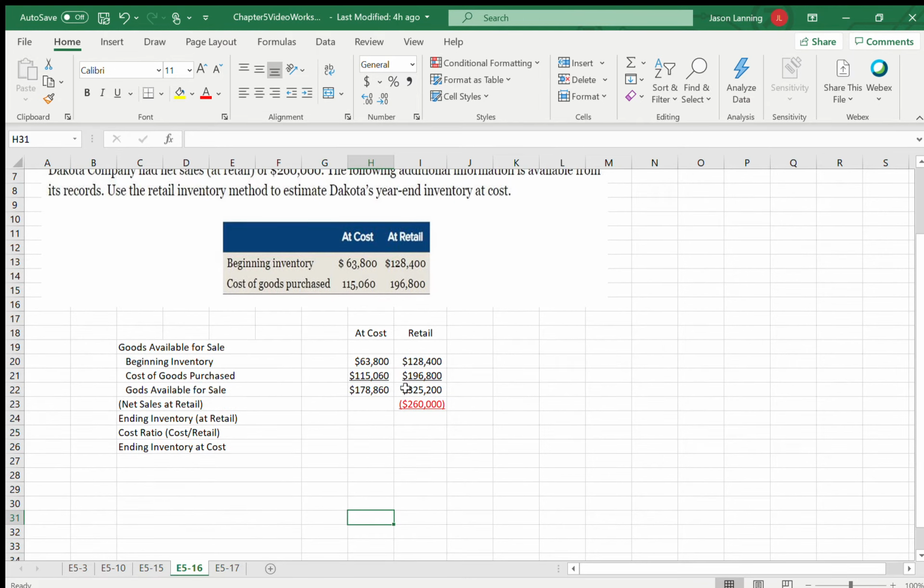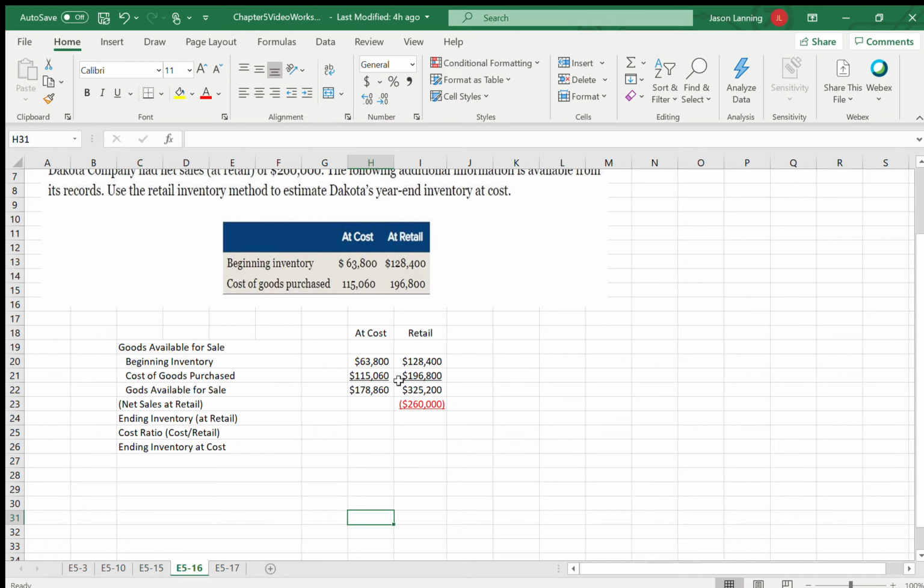So basically, I've just filled in here what we're going to need, a little table just to save some time. And I put in the information from the table here. We have things at cost and things at retail. So this is what it cost us, and this is what we're selling it for, essentially. Our beginning inventory at cost and at retail I've taken from here. Our cost of goods purchased at cost, and at retail I've taken from here. So this gives us goods available for sale.